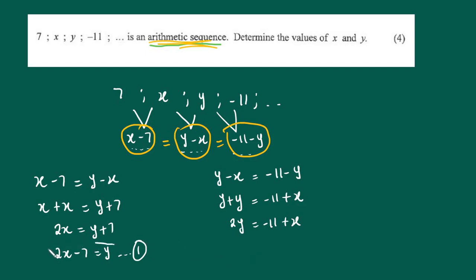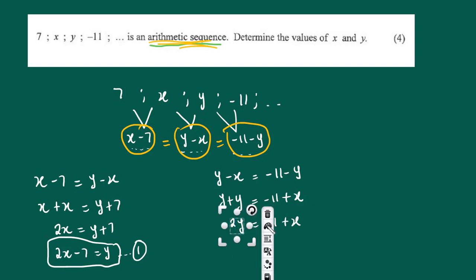But remember, we already know that y is 2x minus 7. So where I see y, I can put 2x minus 7. This is our y here. That's our y there. So on that y, we're going to put 2x minus 7.